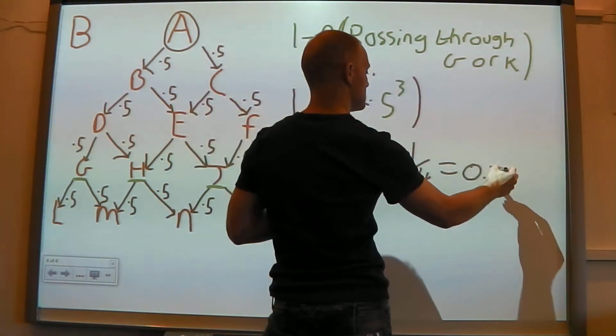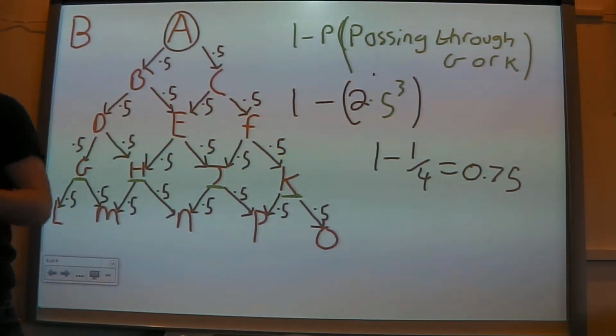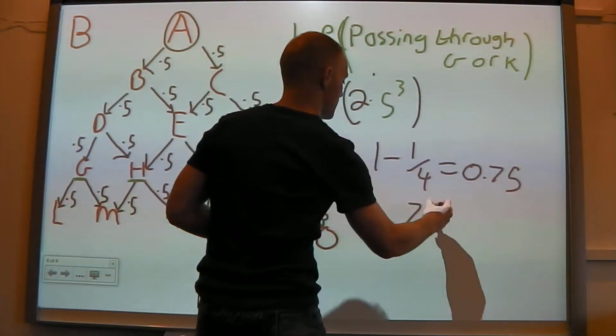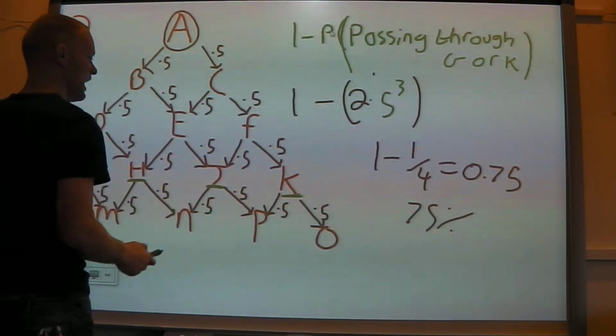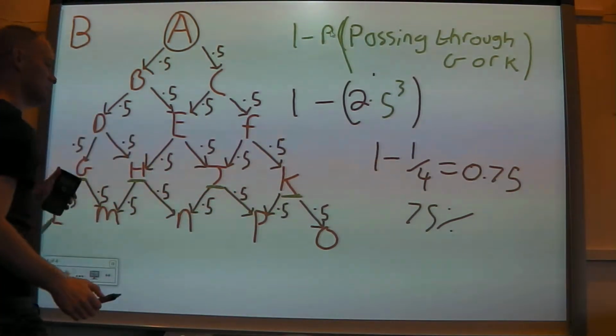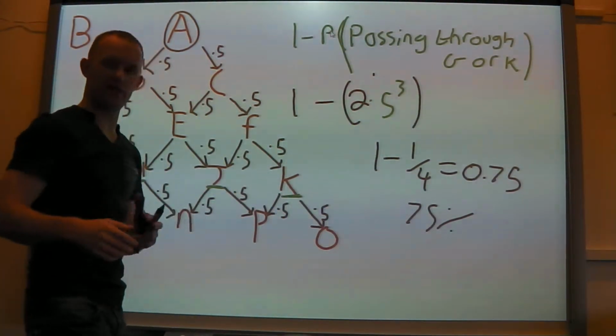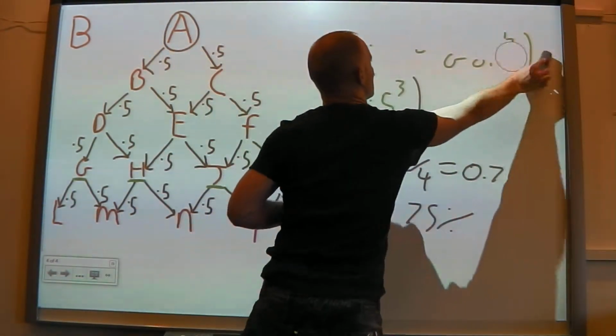Equals 0.75. So I'll just double check that. Yeah, 75%. So there's a 75% chance that it'll pass through H or J, and then there's a 25% chance that it'll pass through K or G. So you could use that for the next part of the question if you wanted. I'm just going to wipe this out so I don't keep the same thing on the board.